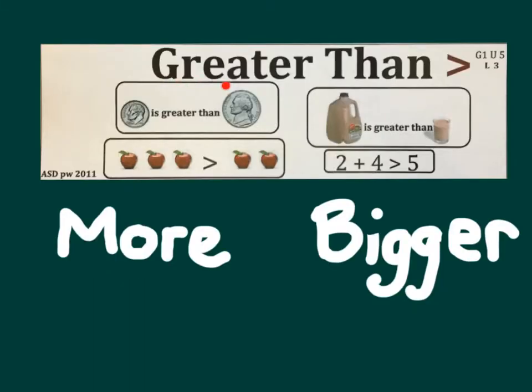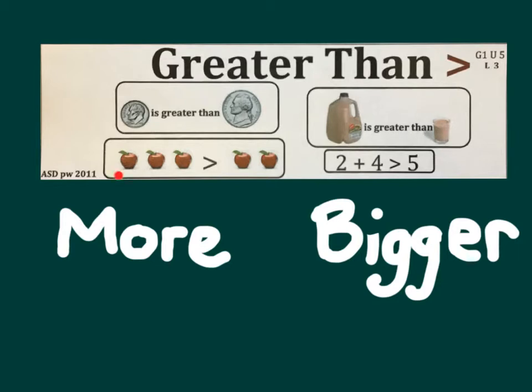When we think about the greater than symbol, we are thinking about numbers that are more or bigger. For example, a dime is greater than a nickel. I know this because 10 is more than 5. A gallon is greater than a cup because a gallon is bigger than a cup. Now, the greater than symbol stands for, or represents, the words greater than.